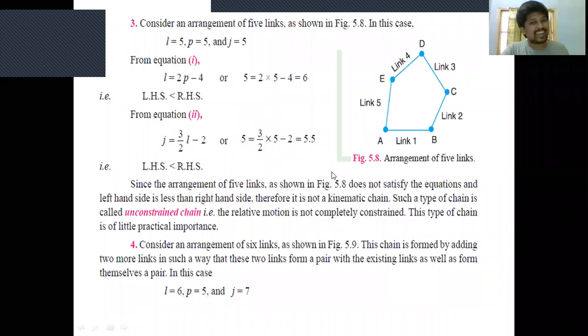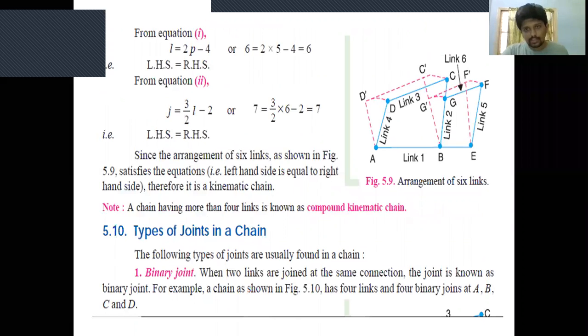If LHS is less than RHS, it is unconstrained motion, which I have already explained to you. We have constrained motions like completely constrained, incompletely constrained, and successfully constrained motion. If LHS is less than RHS, we define it as unconstrained motion. Okay, these are three cases. Please remember. Next, we go for types of joints in the chain. How many types of joints do we have? We usually go for three joints.